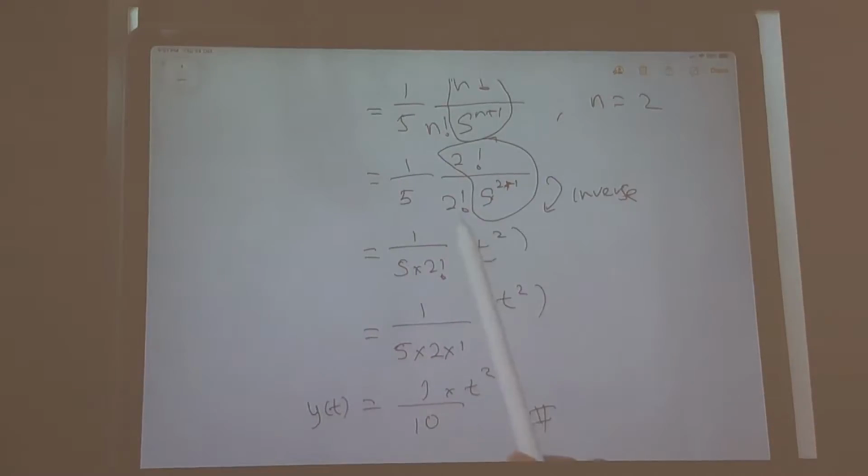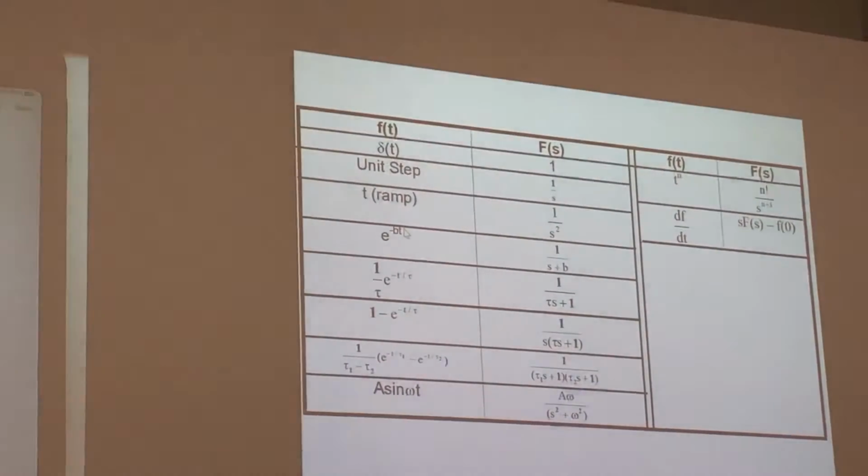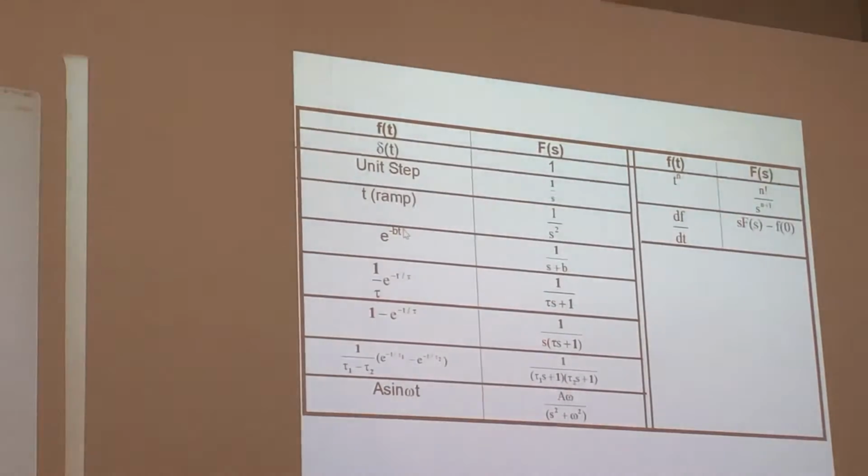Because I want to make it similar to what I have in the table. Whatever you have on the S side, you must always arrange it to either 1 over S, 1 over S squared, 1 over S plus B, or this one, or this one. Only when you are in this format, you inverse, you can get this. So you must always arrange your S into this side. When you practice more, yep.